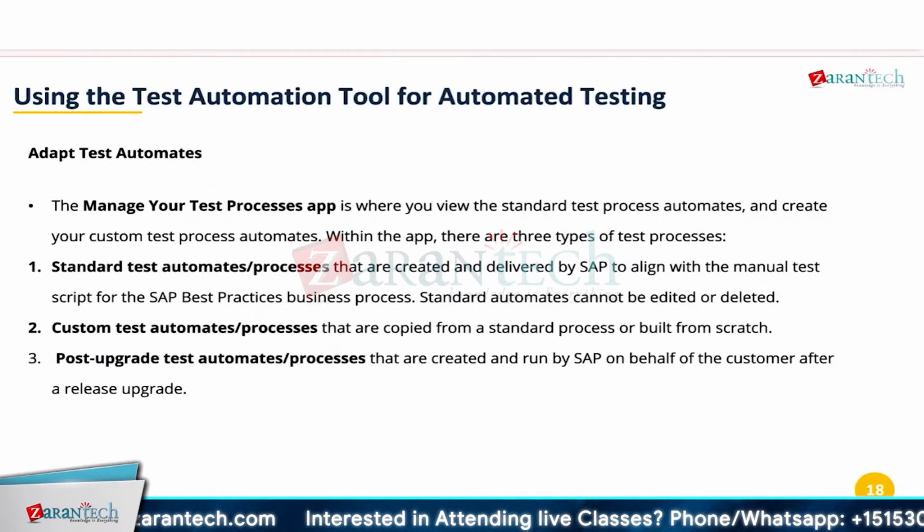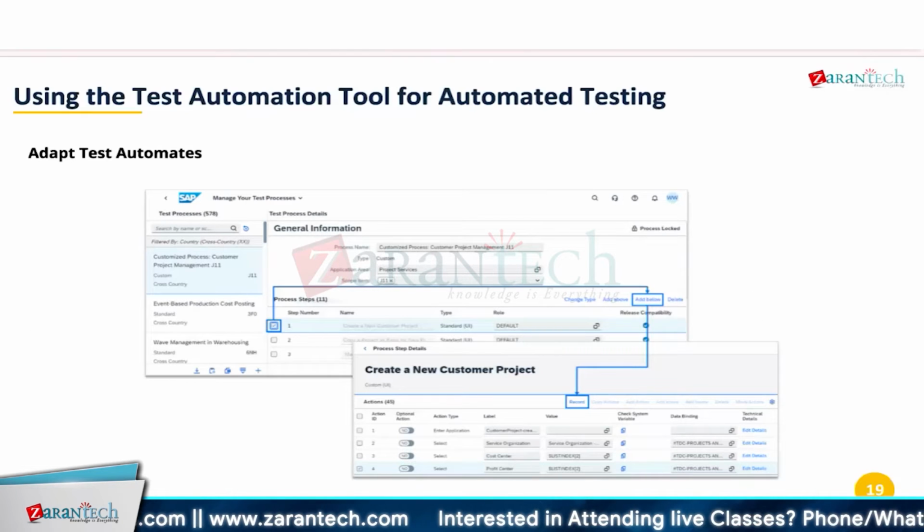Post upgrade test automate / processes. These are created and run by SAP on behalf of customer after release upgrade. So basically, post upgrade test automates are created and run by SAP on behalf of the customer after release upgrade. After a release upgrade, SAP will go and do a level of testing on the system to ensure that everything is working fine. So this is where manage your test processes comes in.